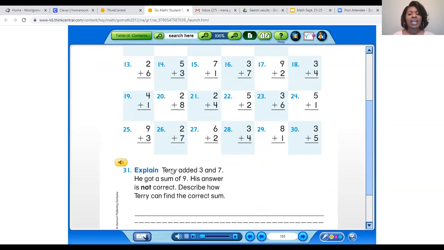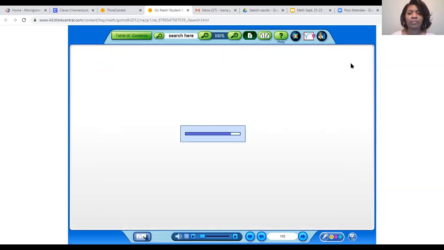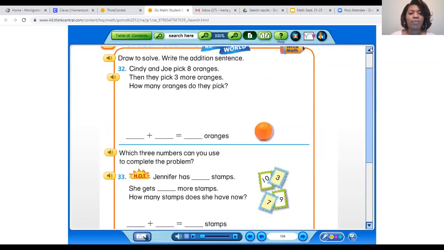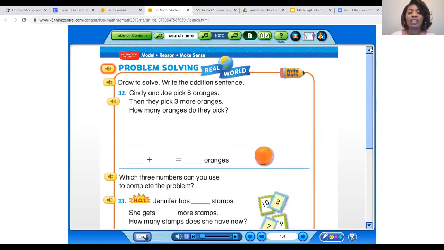Explain. Terry added 3 and 7. He got a sum of 9. His answer is not correct, so his answer is wrong. Describe how Terry can find the correct sum. So what would you tell Terry to do in order to figure out the right answer for 3 plus 7? All right, here are problem solving. You can draw and solve, and you can write the addition sentence. Okay, so you're going to read number 3.